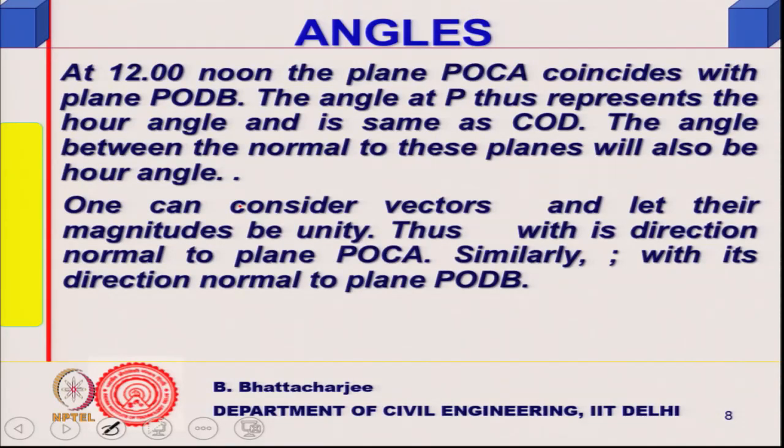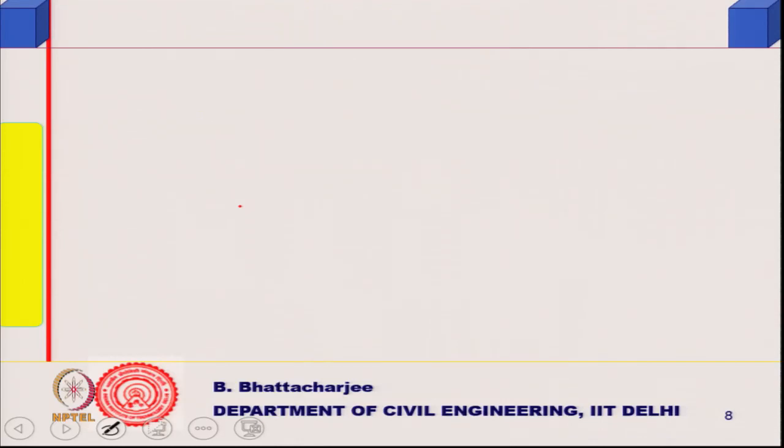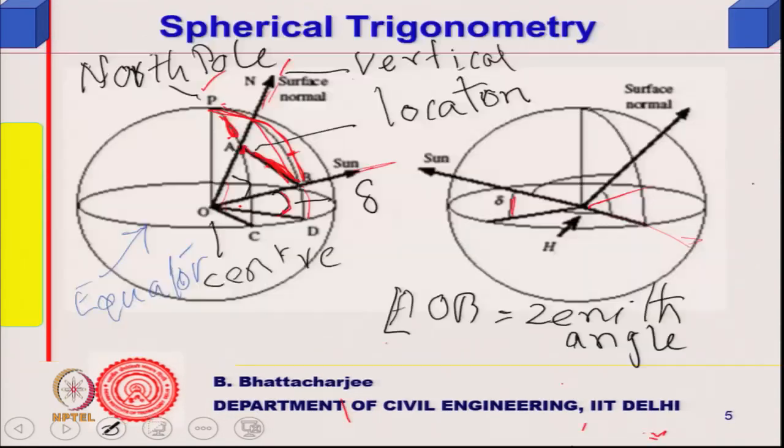Thus, the angle at P represents the hour angle and is the same as COD. Let us see what COD is. COD is the hour angle. This is our angle. This is delta. The sun would have been here, but now it is somewhere there. Earlier it is on the eastern side, as it is showing. So this is what represents the hour angle.